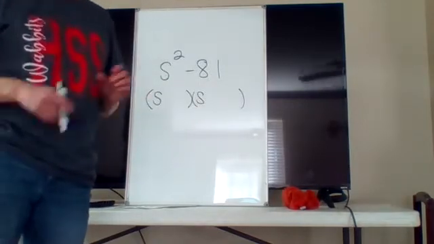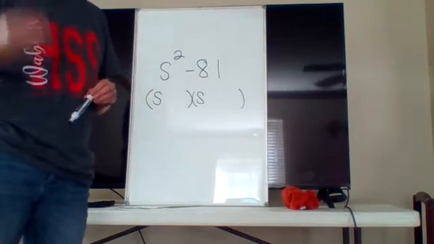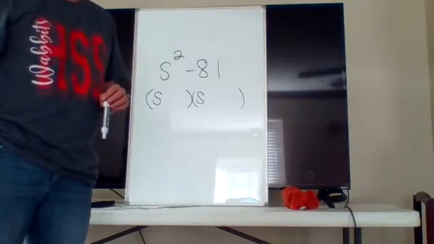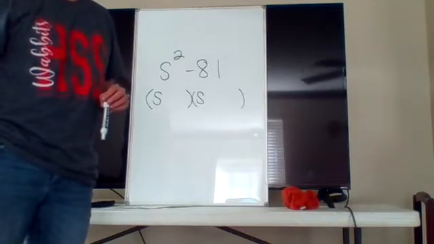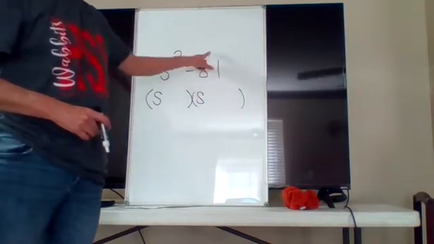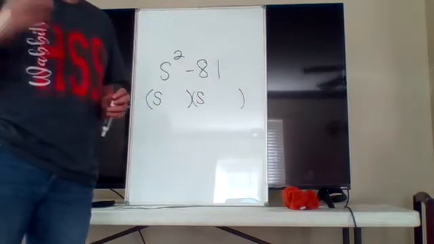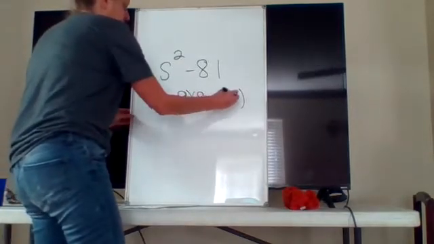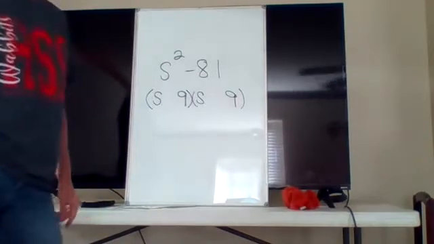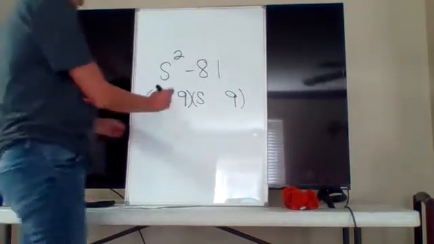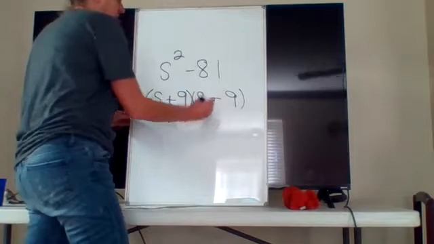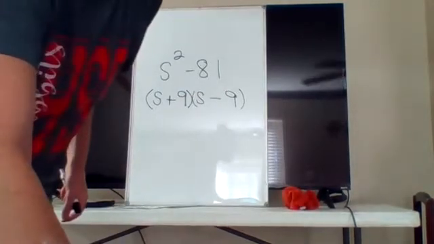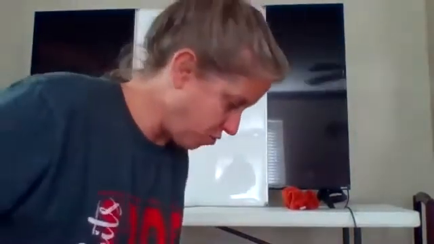What number is the same that you can multiply to get 81? So if we're talking about that, we're thinking about what numbers multiply to get 81, and they're the same number, which would be 9 and 9. When you're factoring difference of squares, one's a plus and one's a minus. Okay, let's look at another one.